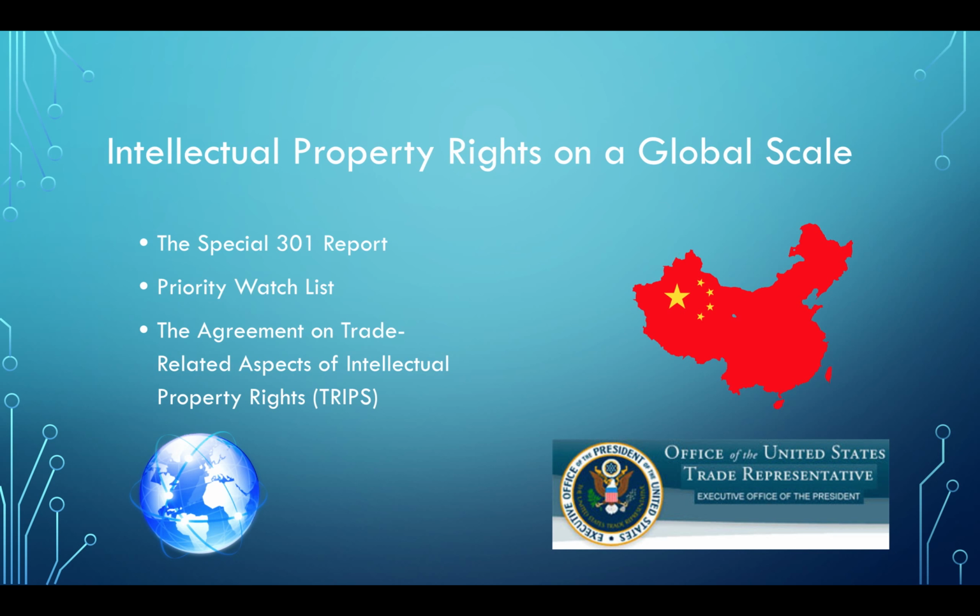The USTR evaluates countries and rates them depending on how they enforce IP rights. The USTR issues an annual review called the Special 301 Report, which reviews the global state of intellectual property rights protection and enforcement. As of 2017, the current countries on the priority watch list are Algeria, Argentina, Chile, China, India, Indonesia, Kuwait, Russia, Thailand, Ukraine, and Venezuela.